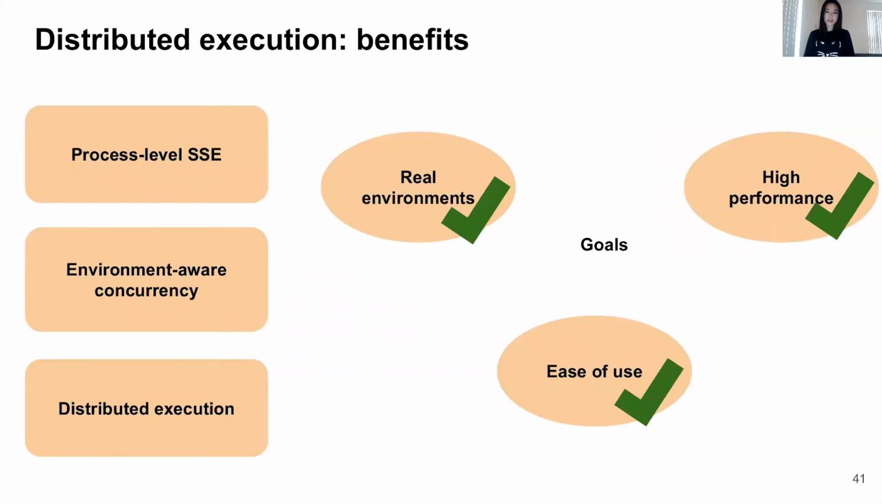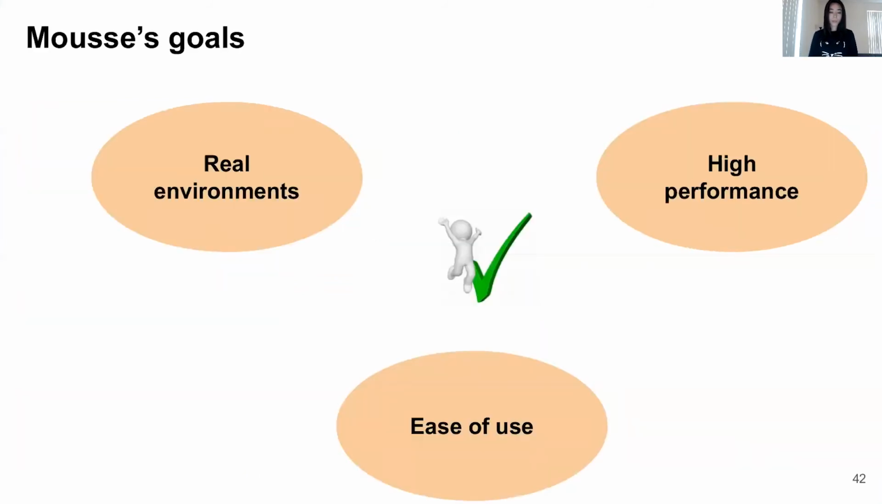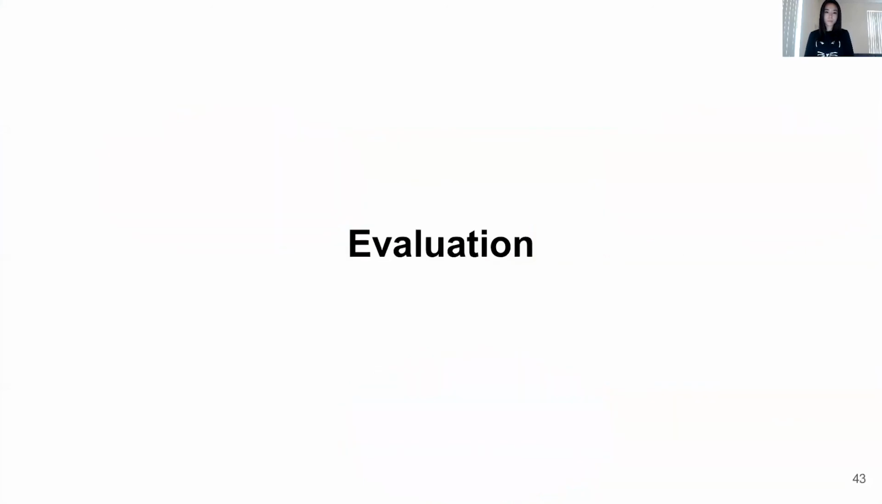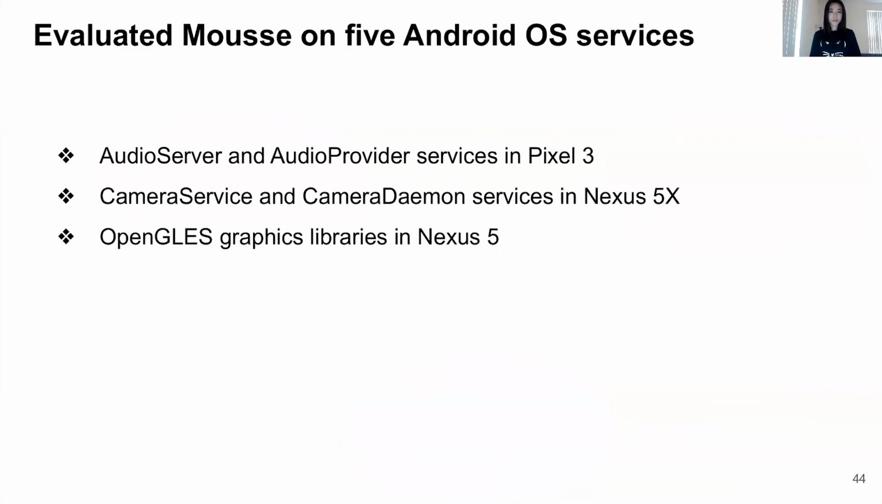Distributed execution and environment-aware concurrency together help improve Mousse performance greatly, as I will show you later in our evaluation. By using 3 novel solutions, Mousse is able to achieve all its goals. Now let's talk about evaluation. We conducted experiments on 5 Android OS services in 3 smartphones to evaluate Mousse performance, code coverage, and analysis results.